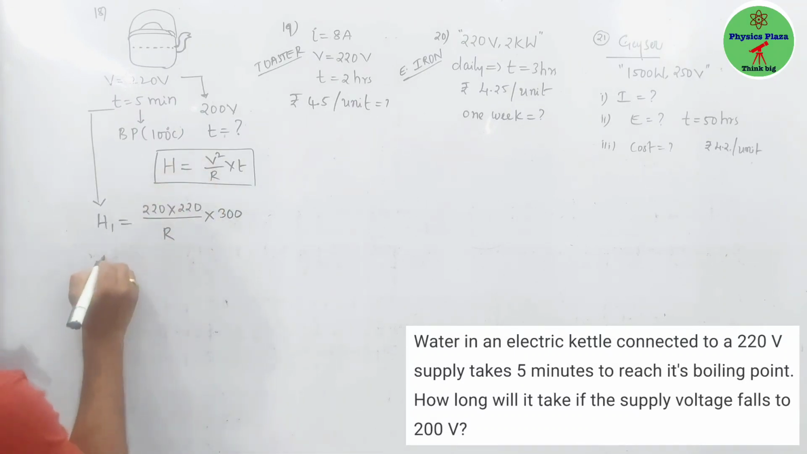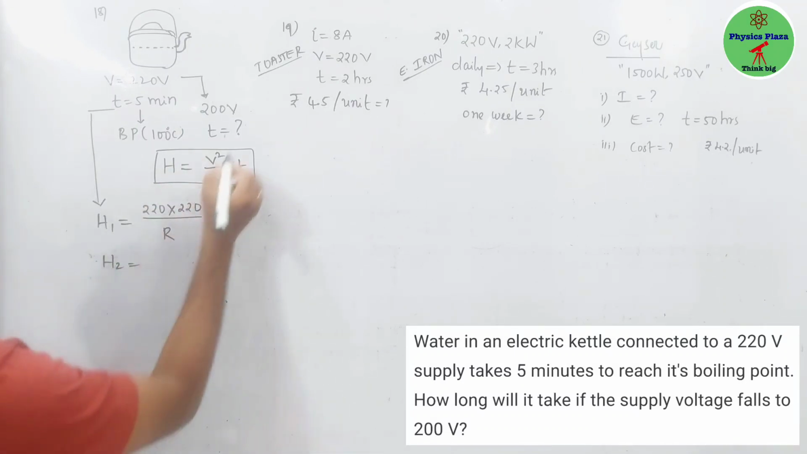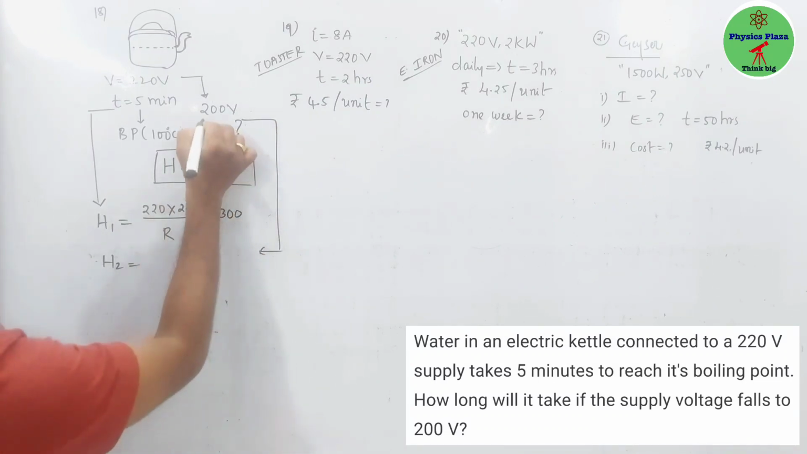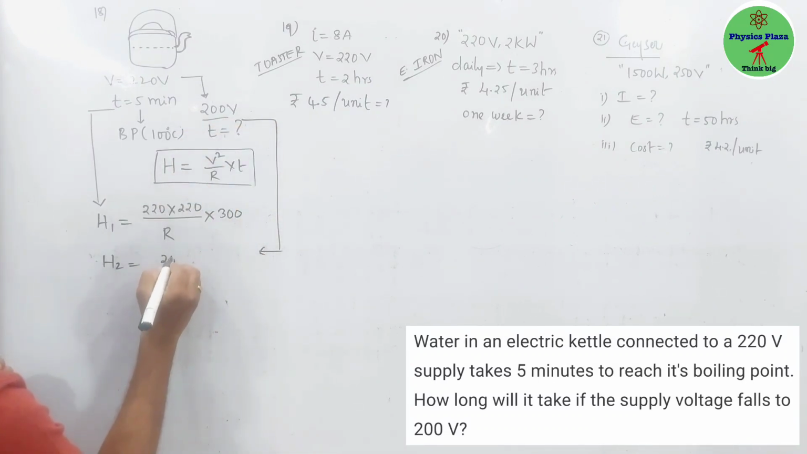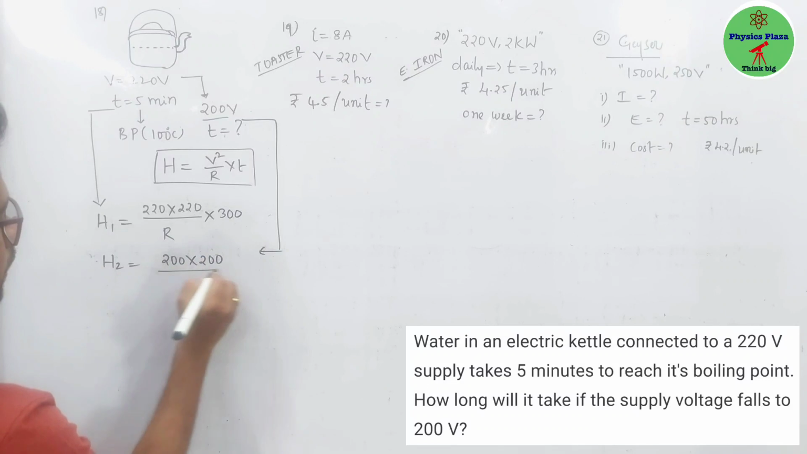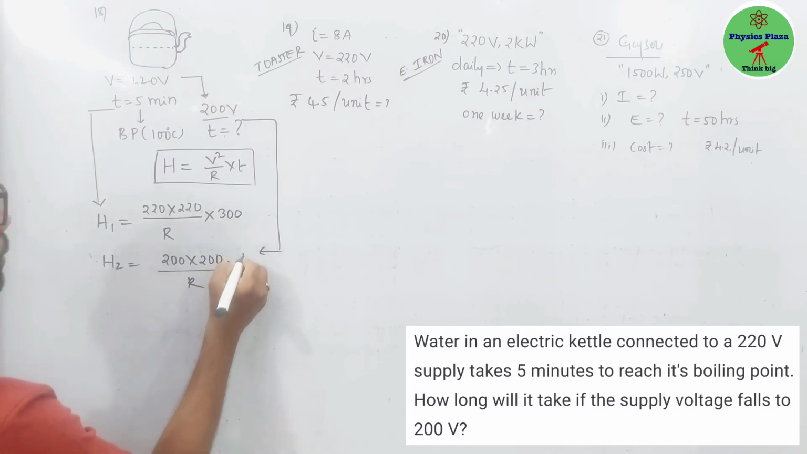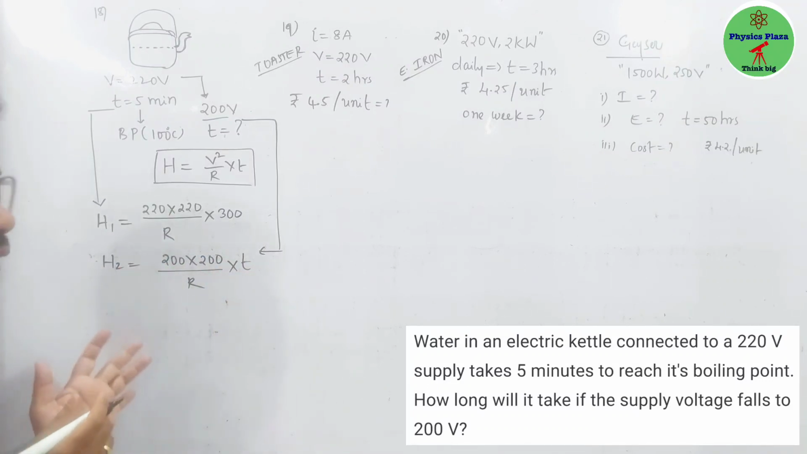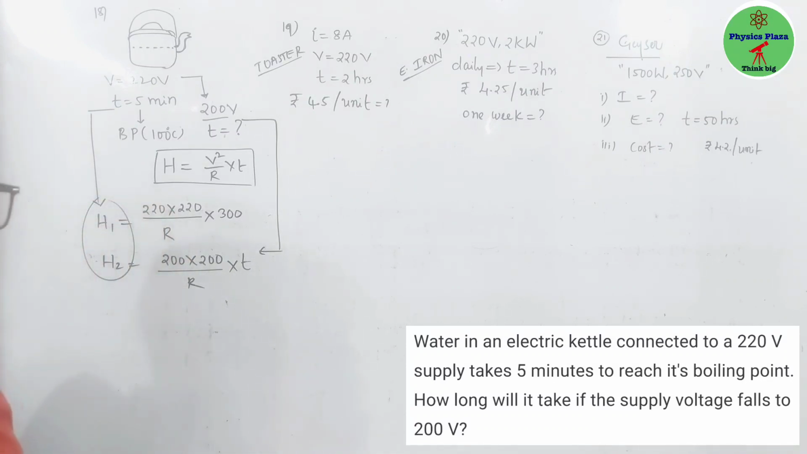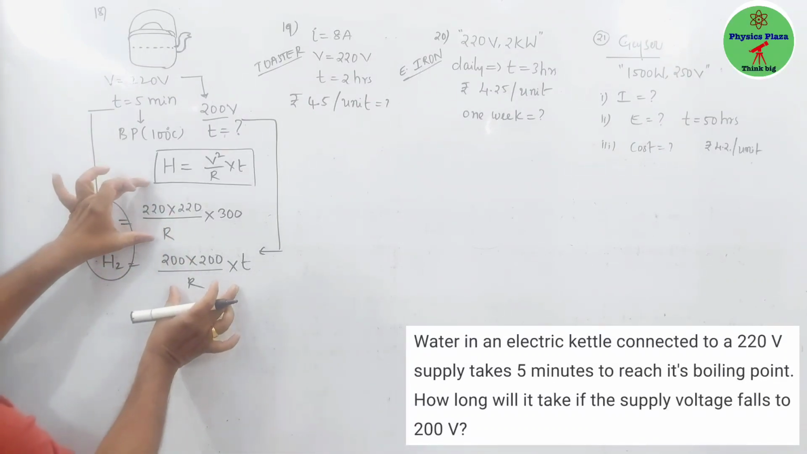Now H2, I mean for the second case we are talking. What is the supply here? 200, yes, it's correct. 200 into 200 by resistance R into time. This has to be calculated. In both cases, children, the energy remains constant. Now these both must be equated.